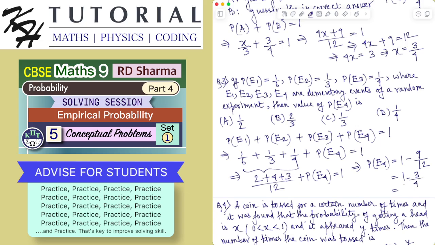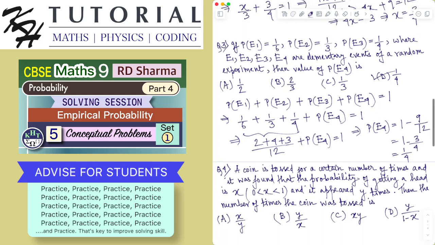So this is 1 by 4. So the probability of the event E4 is 1 by 4. So the correct choice is D. D is the correct choice. Let's see the next problem.